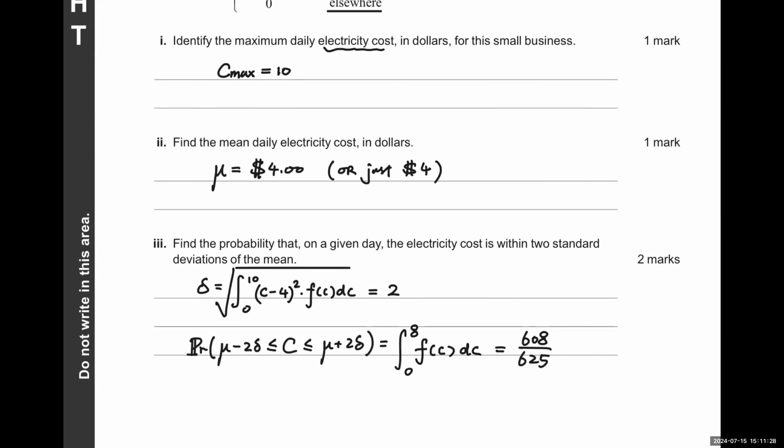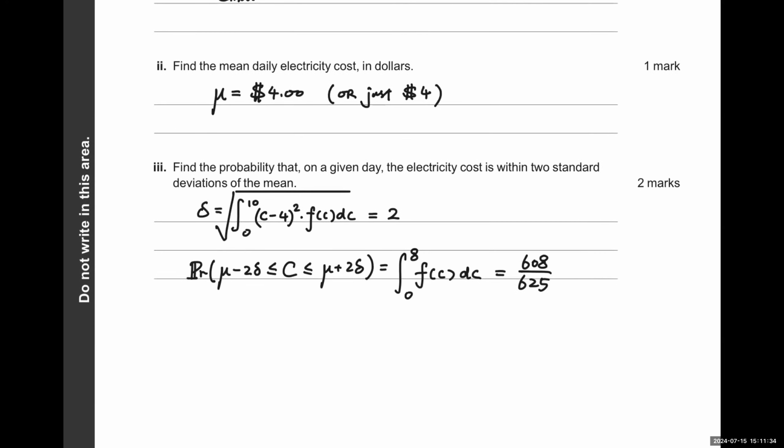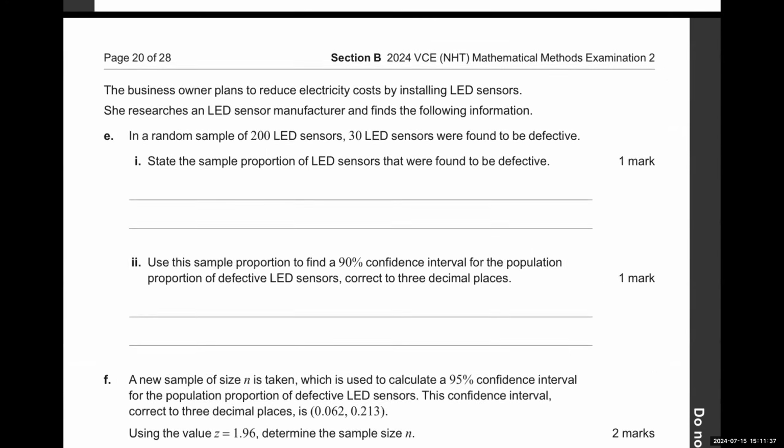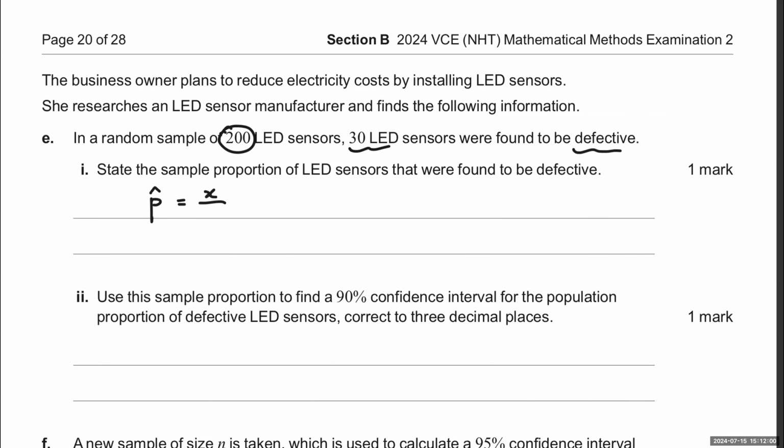Okay, here is my response. The business owner plans to reduce electricity cost by installing LED sensors. She researches an LED sensor manufacturer and finds the following information. Part E, in a random sample of 200 LED sensors, 30 sensors were found to be defective. State the sample proportion. P hat equals X divided by N. So we've got 30 divided by 200. You could say this is 3 over 20. Or if you wish, you could say 0.15, okay?